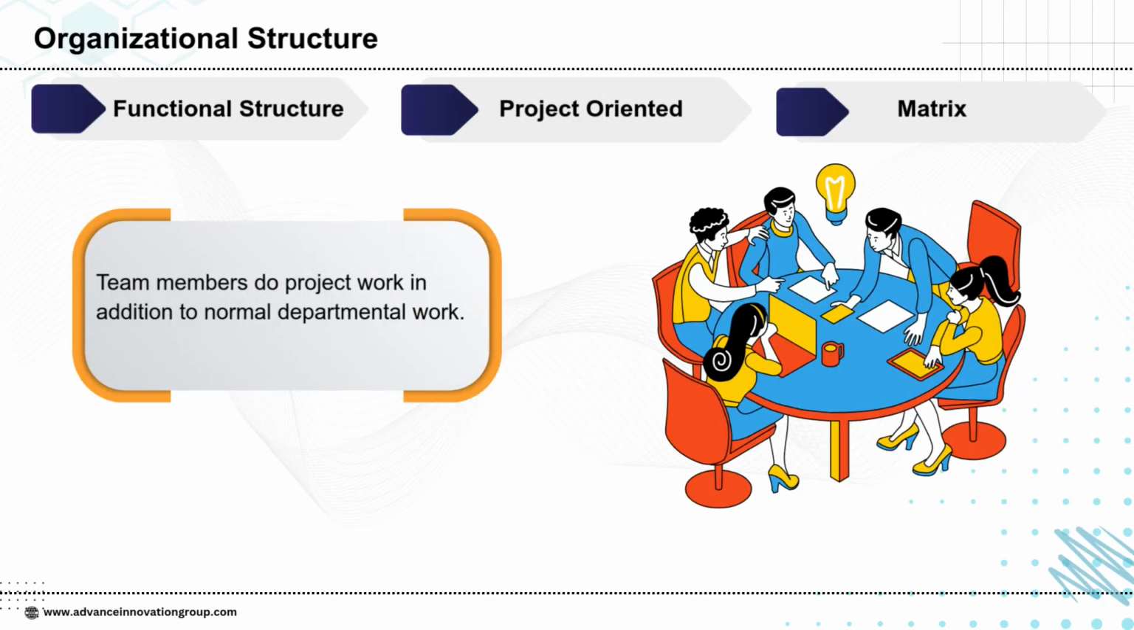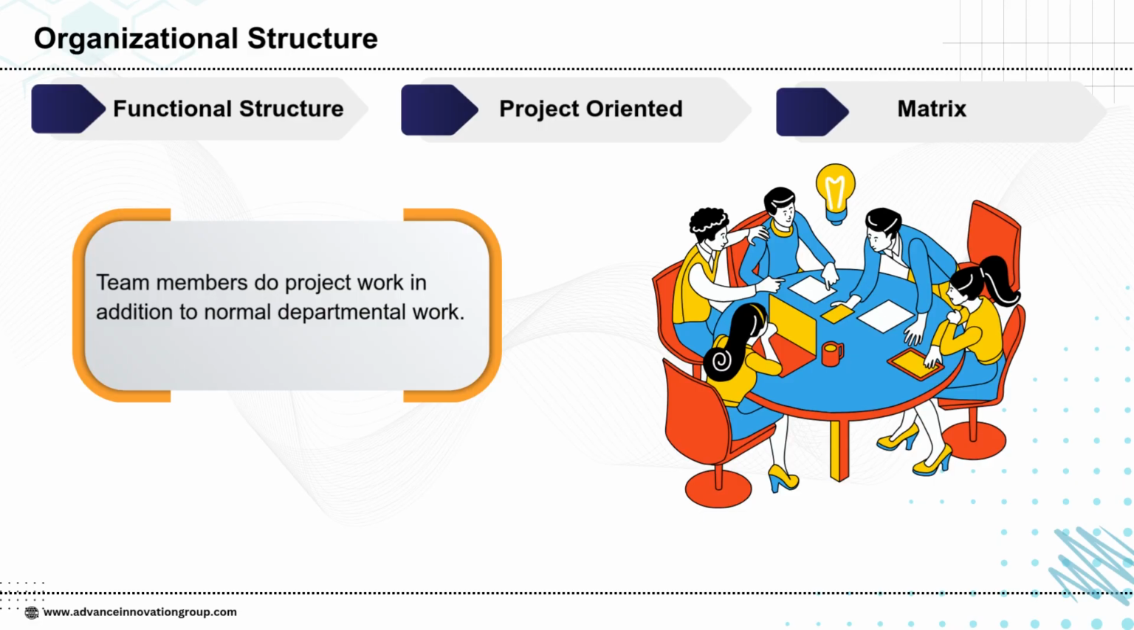Team members in this type of setup often balance two responsibilities. On one side, they continue to perform their normal departmental duties under their functional manager, and on the other, they also contribute to project work under the project manager. This dual responsibility allows organizations to make better use of specialized skills while still ensuring progress on projects. However, it can sometimes place extra pressure on employees since they are accountable to two managers at the same time. The success of this structure really depends on clear communication, cooperation between managers, and the ability of team members to manage priorities effectively.